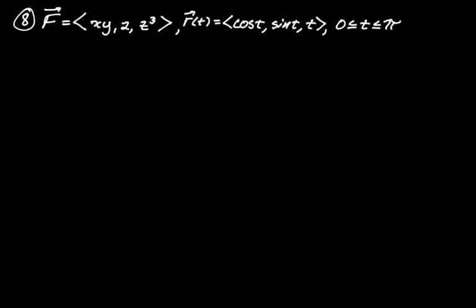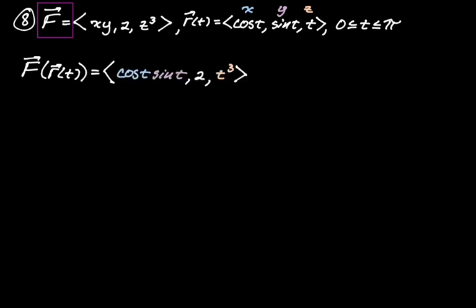F, the vector field, is xy, comma 2, comma z cubed. R of t seems to always be cosine t, sine t, t. And then we're going from 0 to pi again. So f of r of t is going to be cosine t sine t, comma 2, comma t cubed, just by substitution.